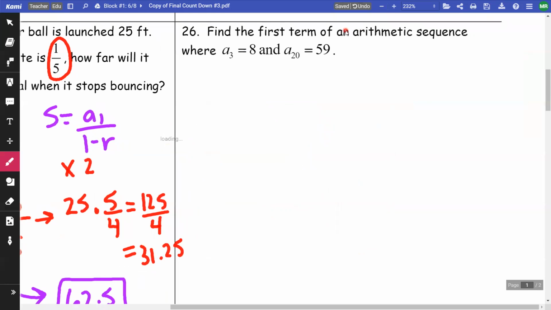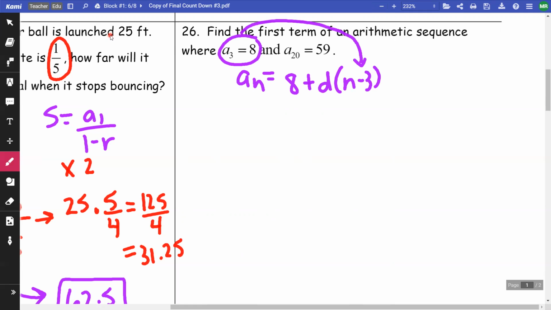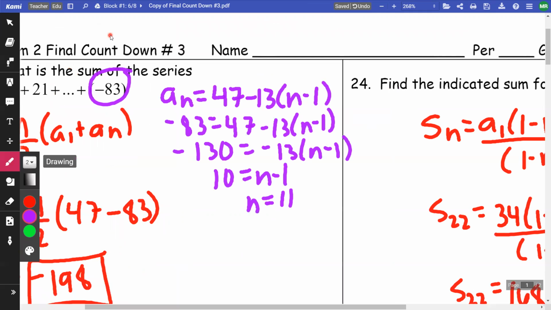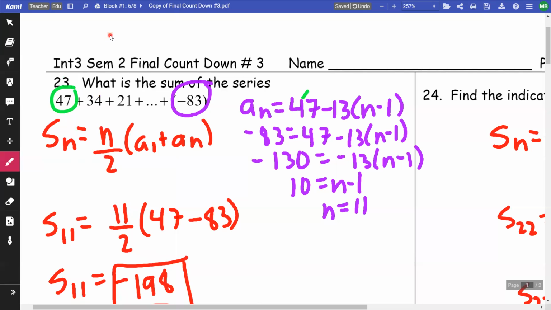On number 26, another sequence. Find the first term of the arithmetic sequence. How I personally would do this is I'm going to use the A sub n formula, but since I know my third term instead of my first term, I'm going to start with my third term, 8. And I'm going to go plus d, because it's arithmetic, times n minus 3. Why? Because that's what it will be if it's my third term. If I had used my first term like I did over here, my first term was 47. So since I used my first term, I had an n minus 1 here.